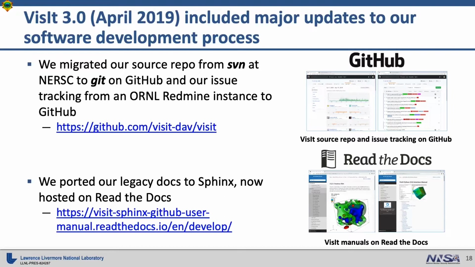So as VisIt evolved throughout the years, we kind of had a piecemeal of things that were lowest energy to use. So we had a bug tracker at Oak Ridge, we had a mailing list at Oak Ridge, we had our wiki, all these other things. So we've consolidated a lot of those things to use GitHub, since GitHub's now available, and it's a very easy platform for people to join.